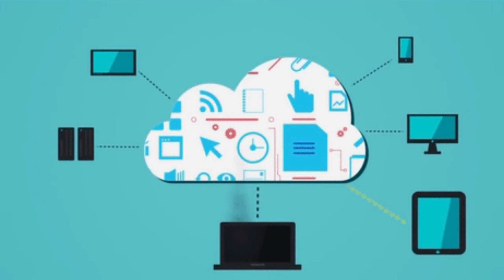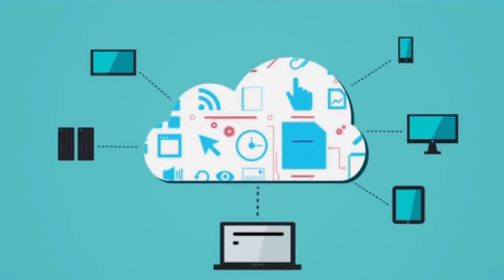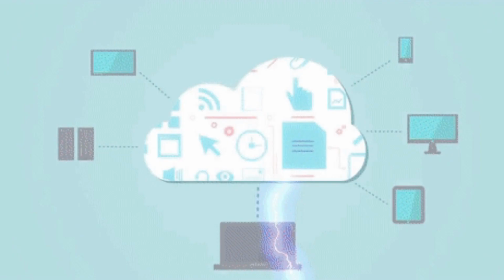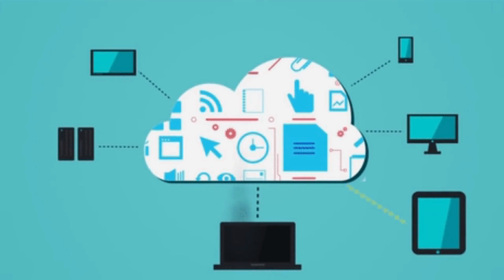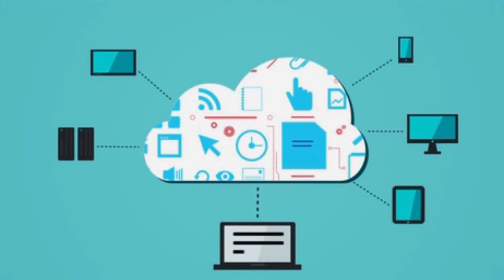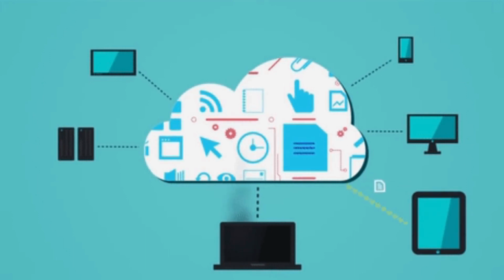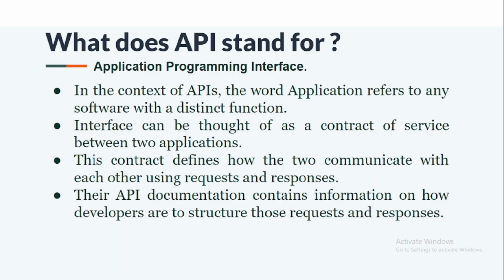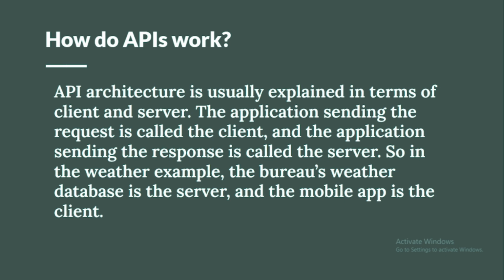It should have some common documentation between the client and server: what protocol they are communicating on, how they will take the request, and how the server will give the response. This is the API communication protocol. So how does API work?